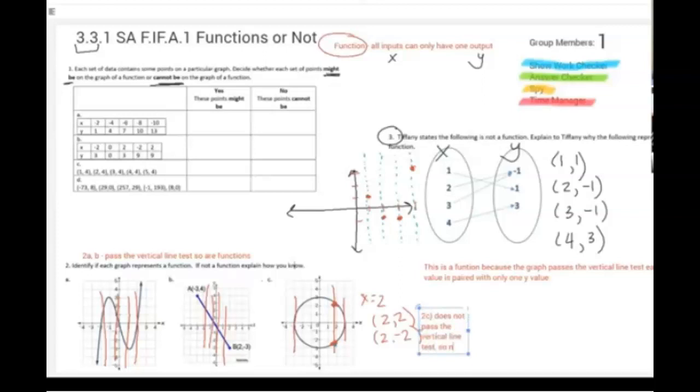So not a function. Okay, that worked. That one didn't. Trash.